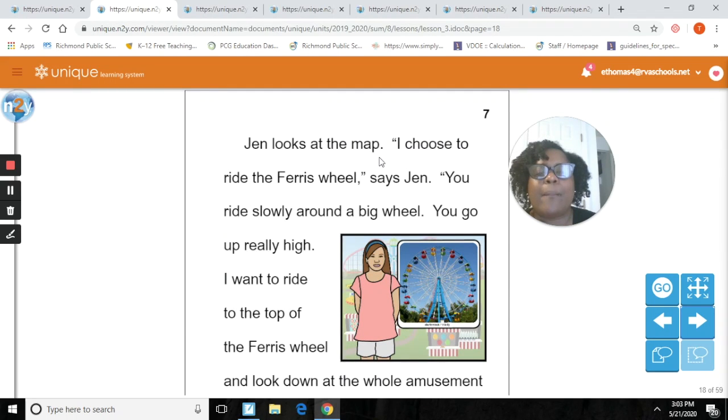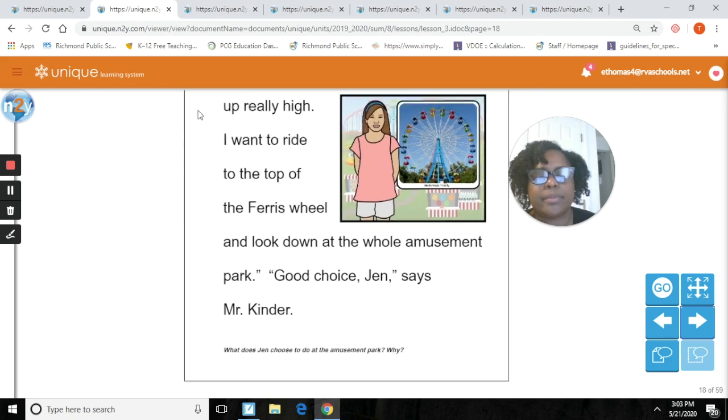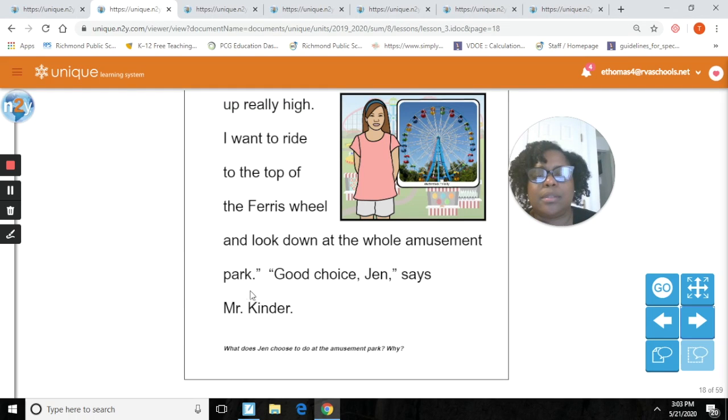Jen looks at the map. I choose to ride the Ferris wheel, says Jen. You ride slowly around a big wheel. You go up really high. I want to ride to the top of the Ferris wheel and look down at the whole amusement park. Good choice, Jen, says Mr. Kinder.